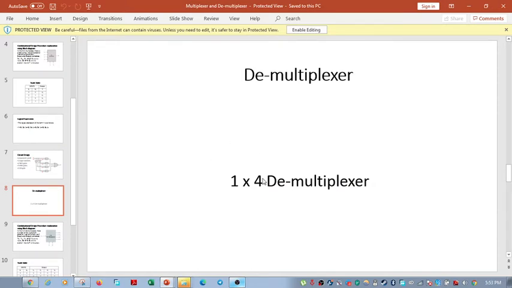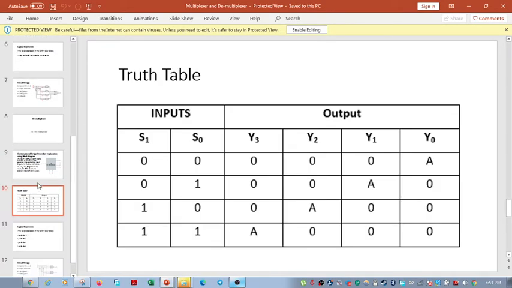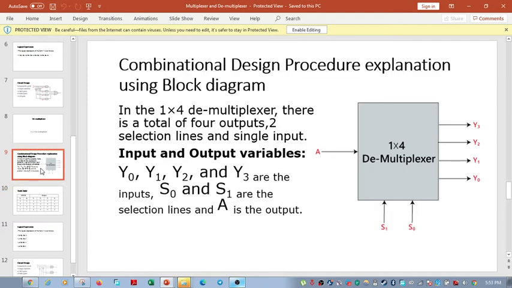Let's now look into demultiplexer. So demultiplexer converts a single input line into multiple output lines.